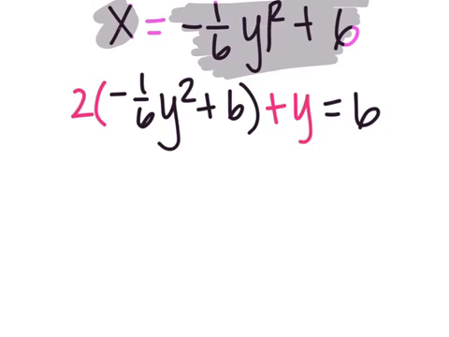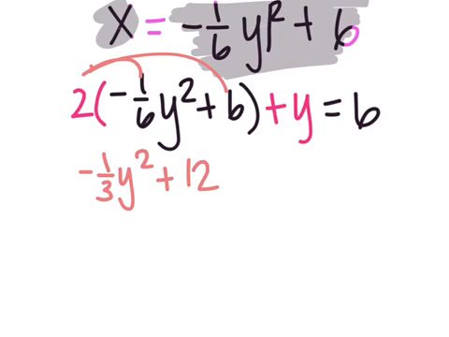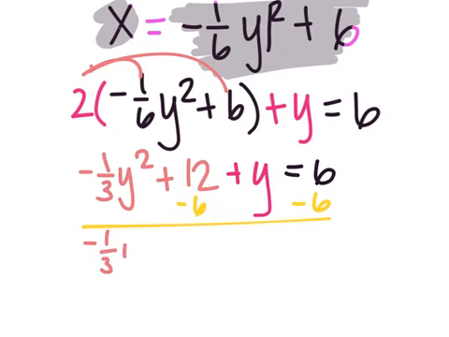So we distribute. We're going to multiply the 2 times negative 1/6, which would be negative 1/3 y squared. And 2 times 6 would be 12. And then I have my plus y equals 6. Okay, what do I need to do now? I need to subtract the 6 because I need to get these all on the same side. So I'm going to subtract 6 from both sides. So I end up with negative 1/3 y squared plus 6 plus y equals 0.